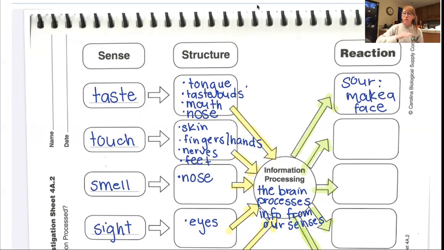This relates to our cow eye dissection that will happen soon, and how our eyes process information and send it to our brain and what happens. We're going to be learning this week about the brain, and then next week is all about the cow eye.